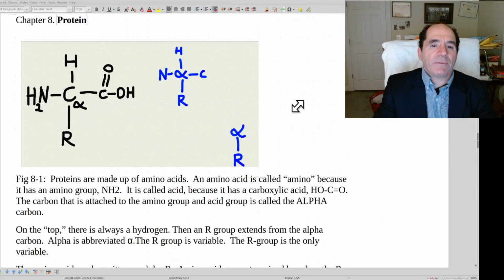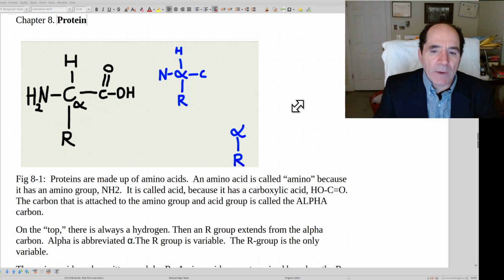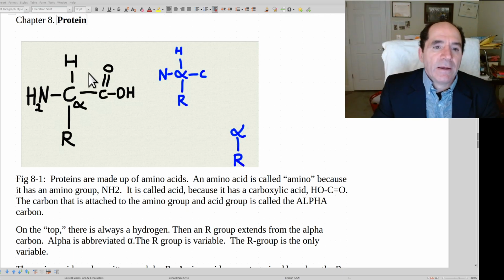A protein is made out of amino acids. It's basically like a string of beads, like a necklace of all these amino acids connected to each other. The structure of an individual amino acid is right in the center of it, you've got a carbon. Okay, and that carbon in the center of it's called the alpha carbon. And on top of it, you always have a hydrogen. Think of it being like your head. H, that's your head. And you're always going to have a hydrogen right there. That does not vary, so you can just take it for granted.